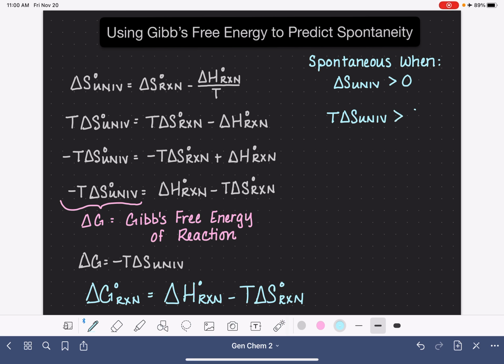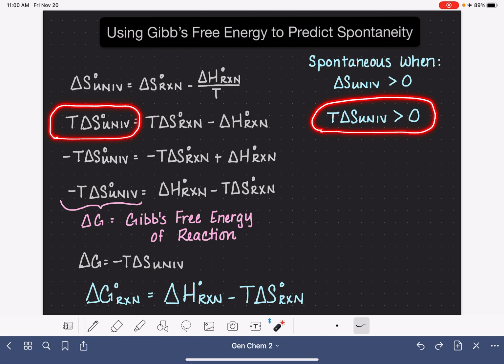That is because the temperature unit that is used in this equation is the Kelvin, and there's no such thing as a negative temperature on the Kelvin scale. So a positive temperature times a positive delta S universe means that this left side of the equation needs to be positive or greater than 0 for the process to be spontaneous.